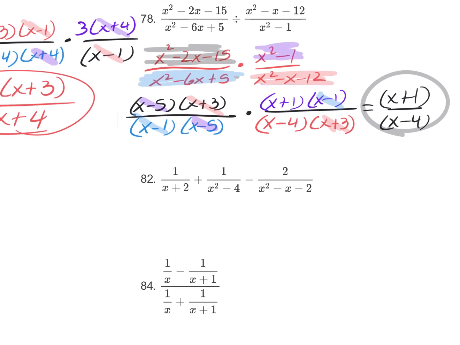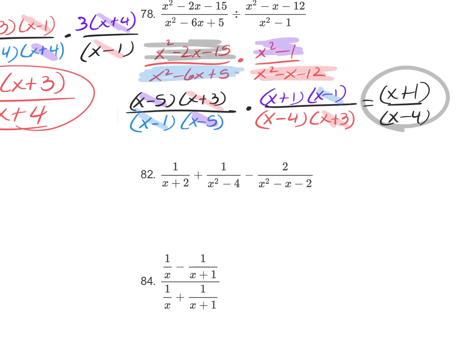All right, so for number 82, remember whenever you're adding and subtracting, factor first. So I'm going to factor this denominator. This is going to turn into x plus 2 and x minus 2. This denominator over here can factor into x minus 2.